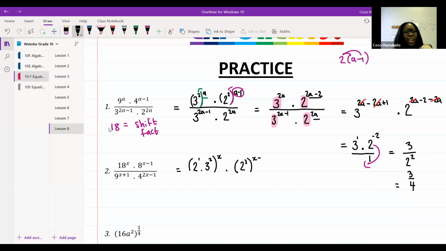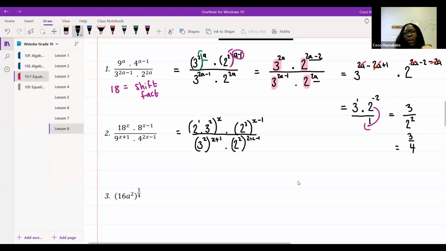That's why I love the brackets, so I don't forget to go 3x minus 3. It's not just 3x minus 1, okay? Over this, 9 will be written as 3 squared, all to the power of x plus 1, multiplied by, and then my 4 will become 2 squared, all of this multiplied by 2x minus 1 at the top. All right, all to the power of, not multiplied, to the power of.